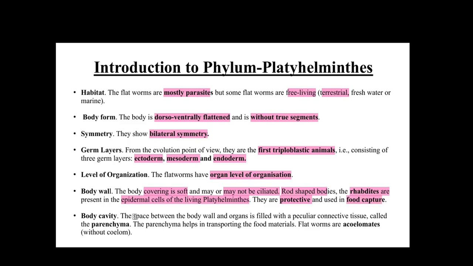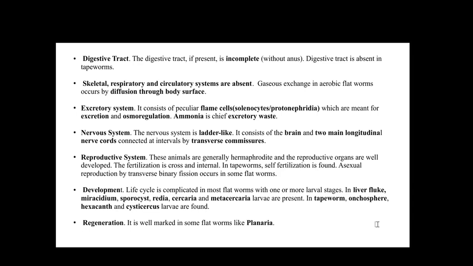Body cavity. The space between the body wall and organs is filled with a substance called parenchyma, which is responsible for transporting food materials. Now the flatworms are acoelomates. They do not have any coelom.